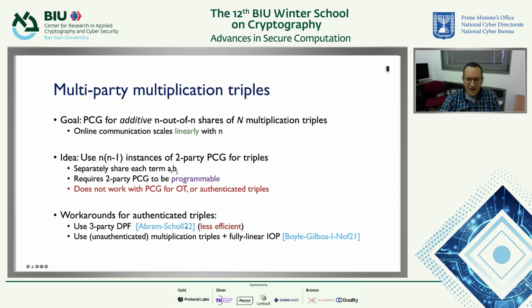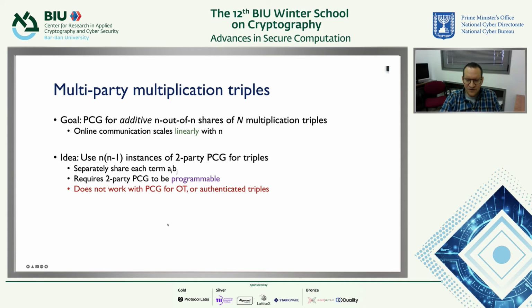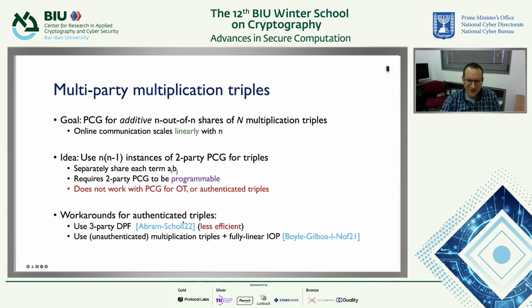One is in an upcoming PKC paper by Abram and Peter Scholl, which, according to Peter, since I haven't seen the paper, relies on three-party DPF, which as Elad described, we don't have really good constructions for. And that's one of the reasons that make it somewhat inefficient. It's practically feasible, but not nearly as efficient as the two-party construction for authenticated triples.